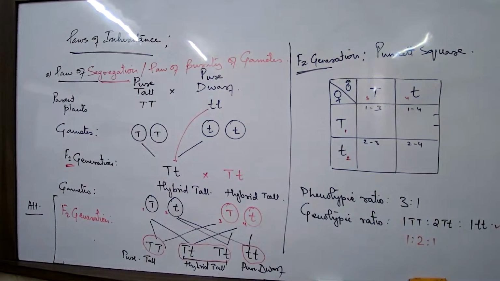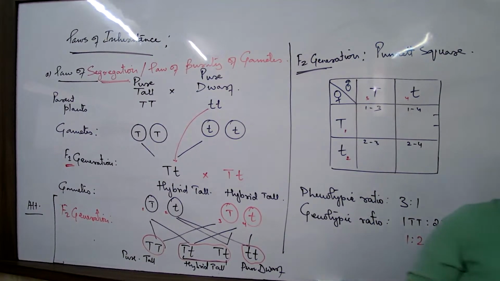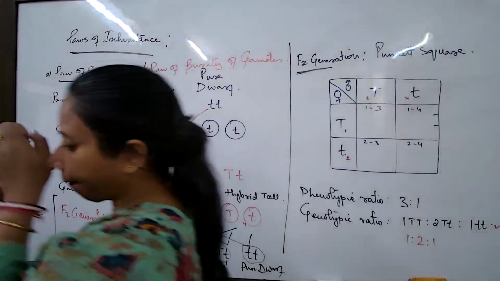Don't write pure tall homozygous. Pure tall, hybrid tall, don't write these. This is only for explanation I'm telling you. Don't write hybrid heterozygous. Homozygous, you cut these ones. Make it fast.